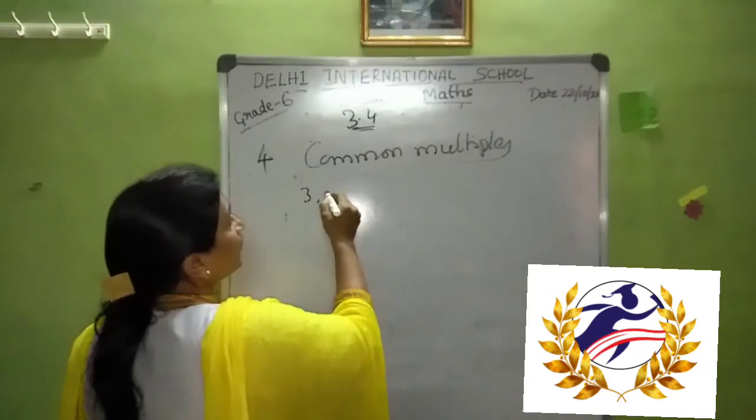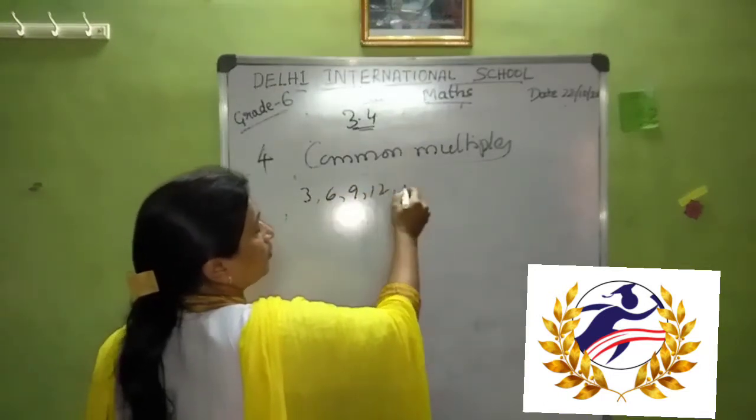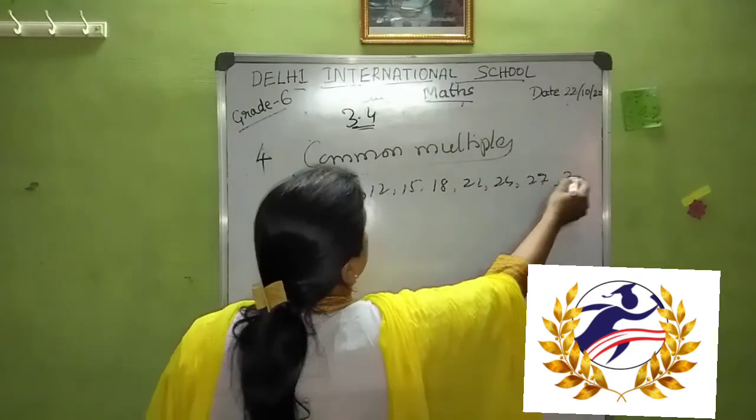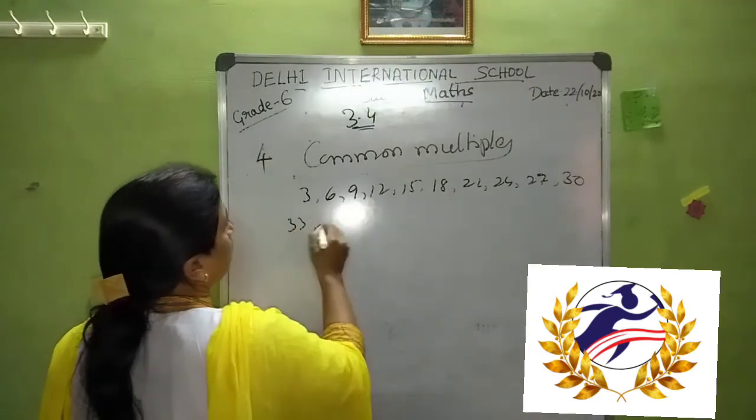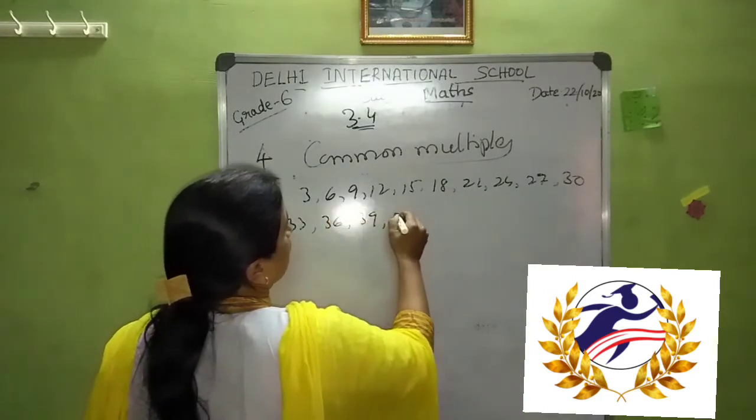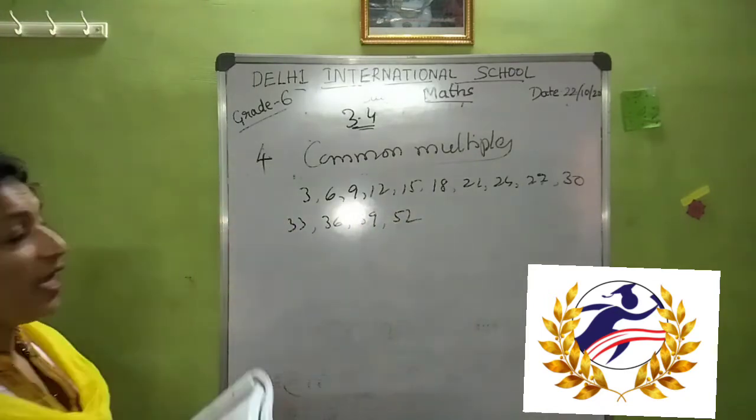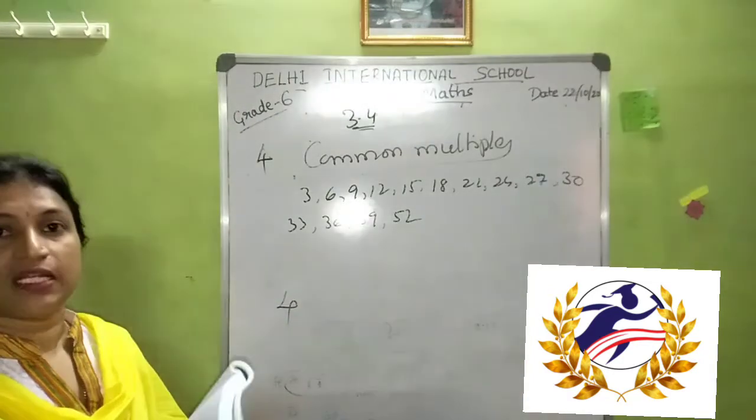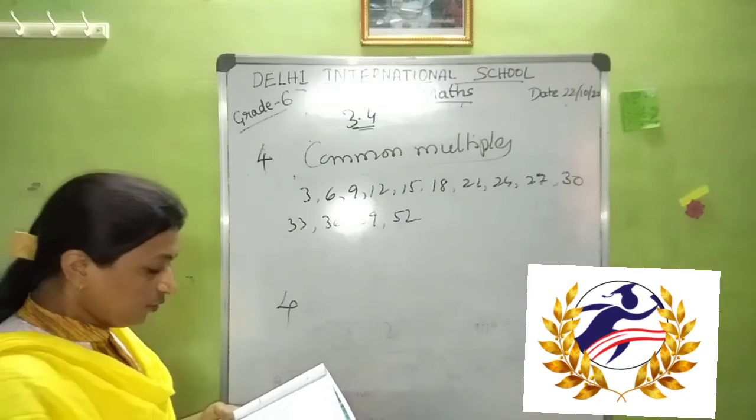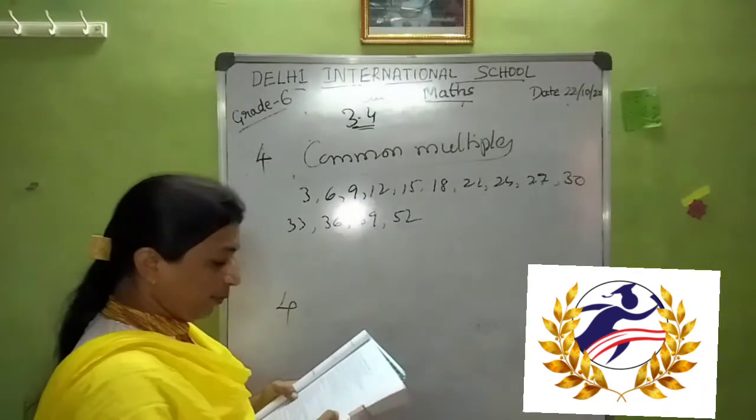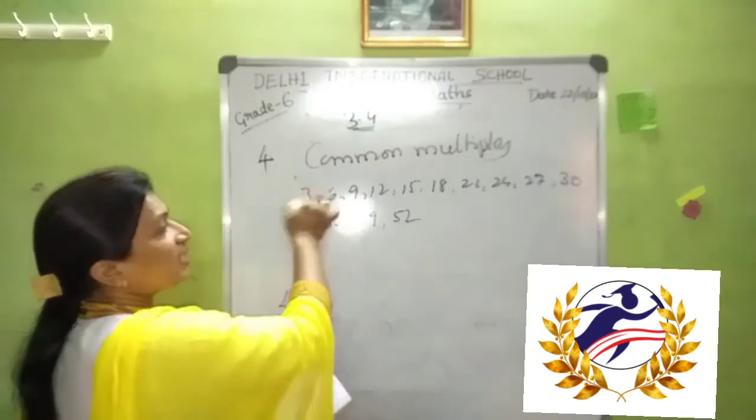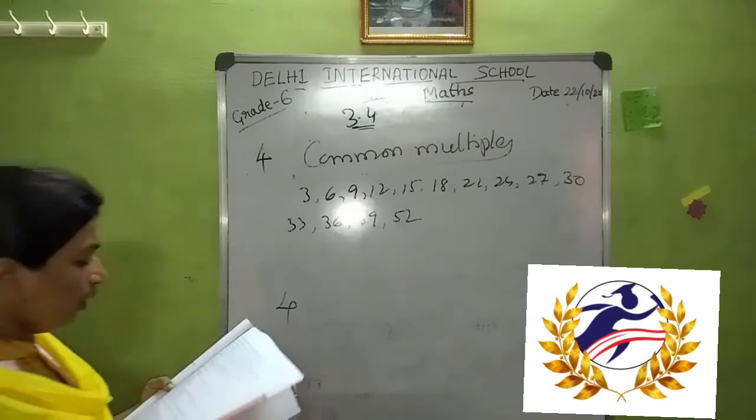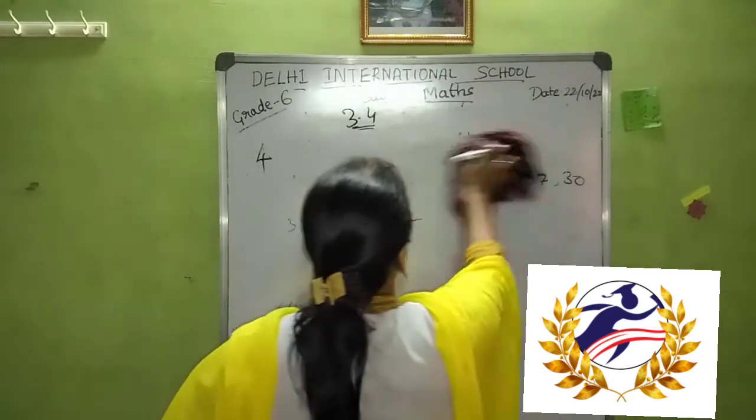3 1s are 3, 3 2s are 6, like this we need to write up to 100, and the 4 tables also we need to write, which come inside the 100. Then we need to circle all the numbers less than 100 which are common multiples, common in both 3 and 4. Okay, so like that we should write this. So that is the fourth problem.